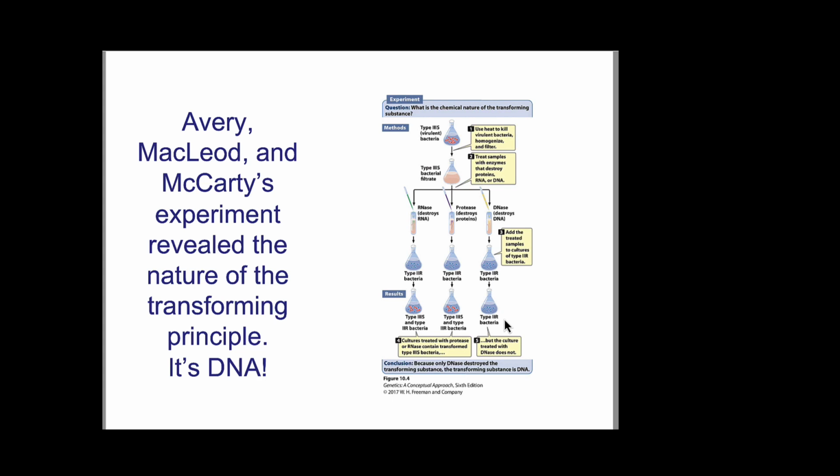So they used the same concept of the virulent strain with the R strain, but what they did is they treated each of these subsets with an RNase, which is an enzyme that destroys RNA, a protease, which destroys protein, and DNase, which destroys DNA. And what you'll see is only the culture that was treated with DNase did not undergo that transformation. Okay, and so this study allowed them to make the conclusion that DNA was the transforming principle.